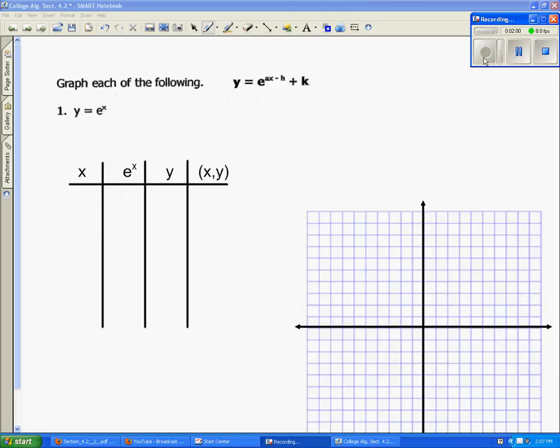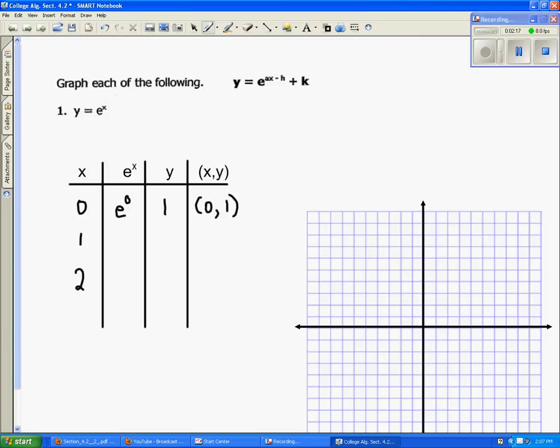Okay, we're going to do the graph of this one again. We're going to pick some values for x. We're just going to pick some easy ones, 0, 1, and 2 again. We're going to substitute them in. For e^x, x for this one is going to be 0. Well, anything raised to the 0 power is 1. So this is the ordered pair 0, 1.